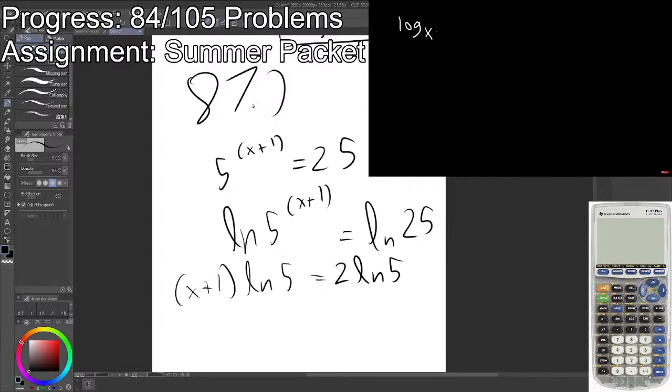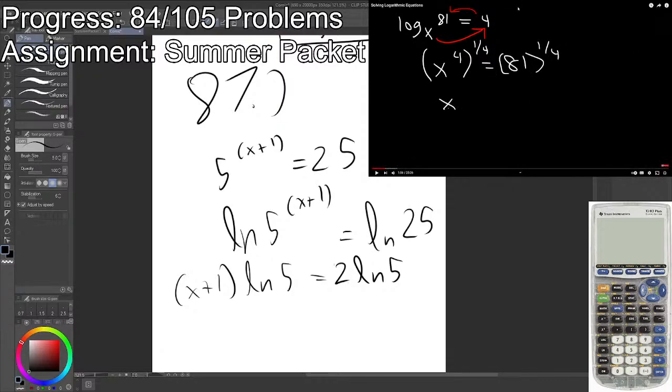Try this one: log base x of 81 is equal to 4. What is x? Let's convert it to its exponential form. X to the 4th is 81. Now let's find the value of x. To do that, we need to take the 4th root of both sides.